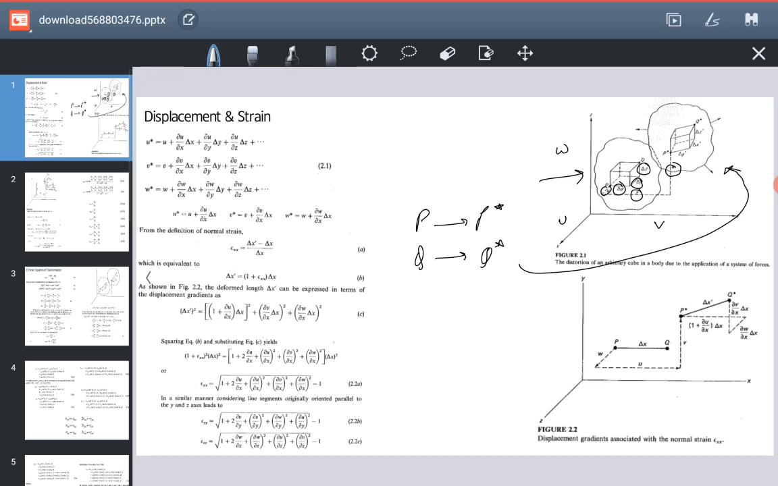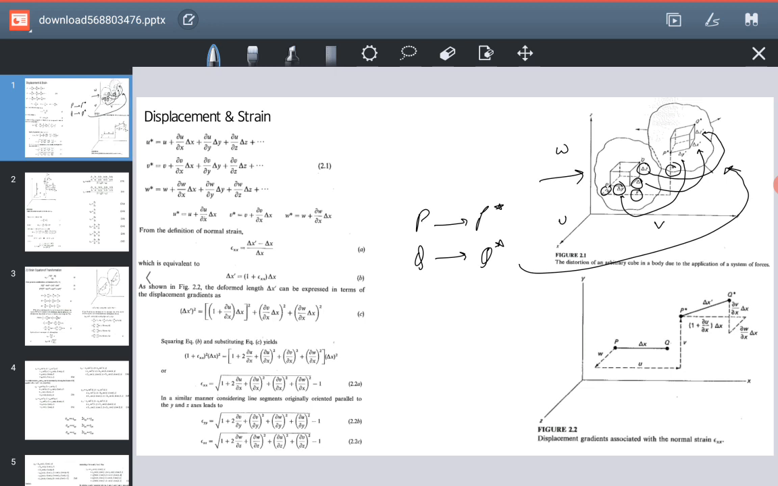Okay. So when the point changes, the dimension of the cube also changes: delta y changes to delta y dash, delta x changes to delta x dash, and delta z changes to delta z dash. Okay.